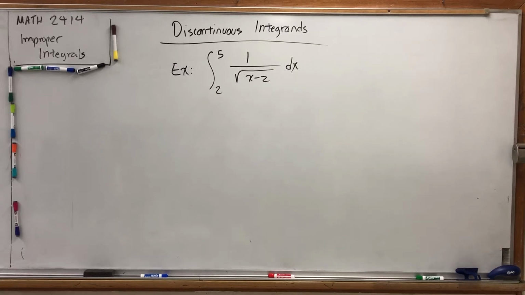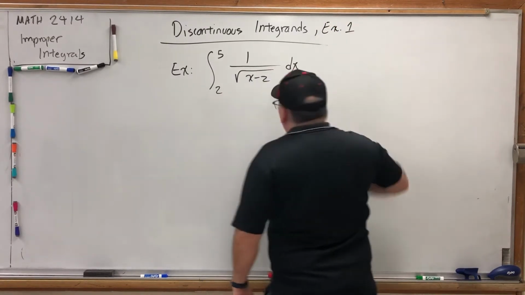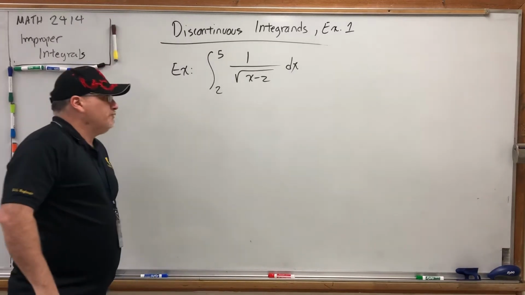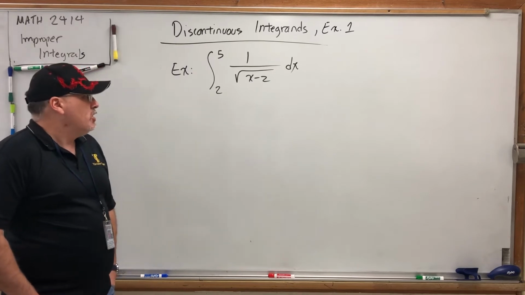Math 2414, improper integrals. Discontinuous integrands, example 1. We've got 3 examples and that'll wrap up this series. Let's integrate 1 over the square root of x minus 2 dx from 2 to 5.